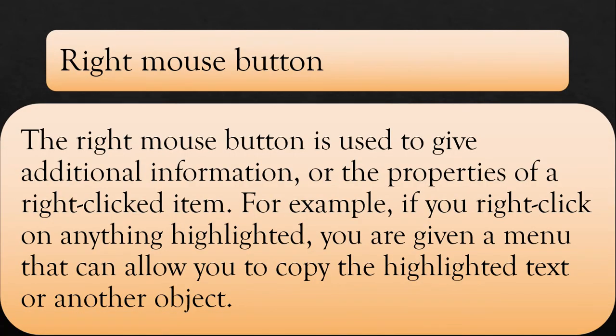Right mouse button. The right mouse button is used to give additional information or the properties of a right-clicked item. For example, if you right-click on anything highlighted, you are given a menu that can allow you to copy the highlighted text or another object.